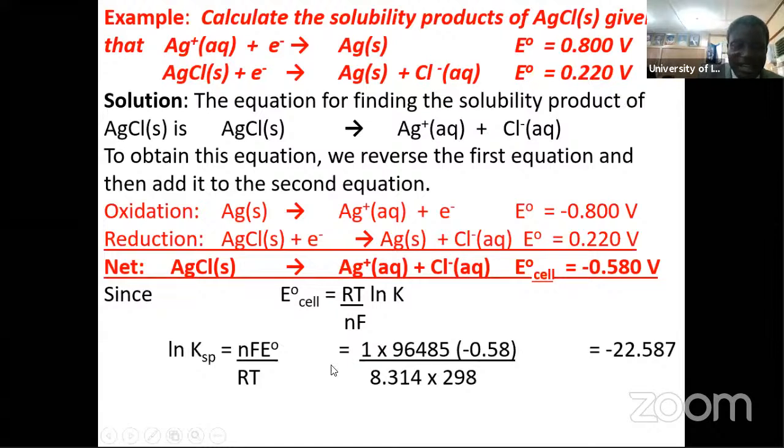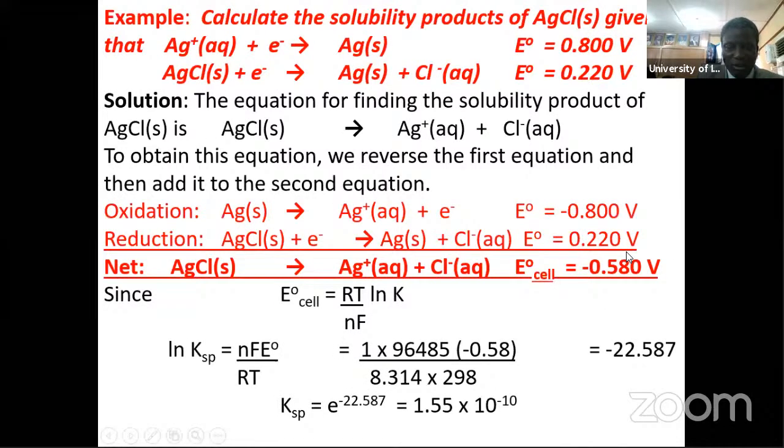Therefore, your ln KSP, this is your special equilibrium constant, the solubility product, is equal to minus 22.587. So you now have to find your KSP, which will be e raised to power minus 22.587. And that is the same thing as 1.55 times 10 raised to power minus 10.